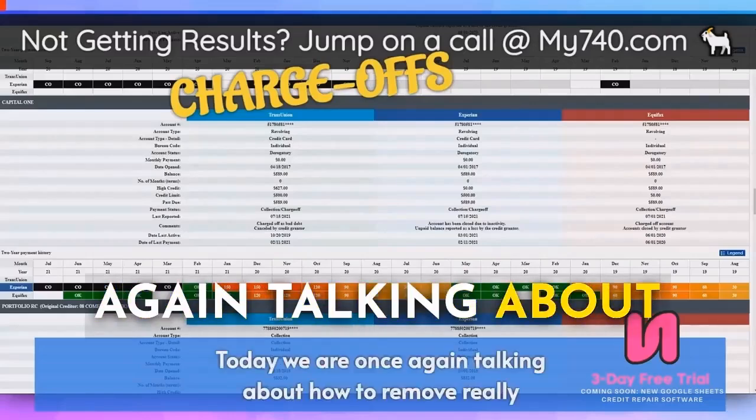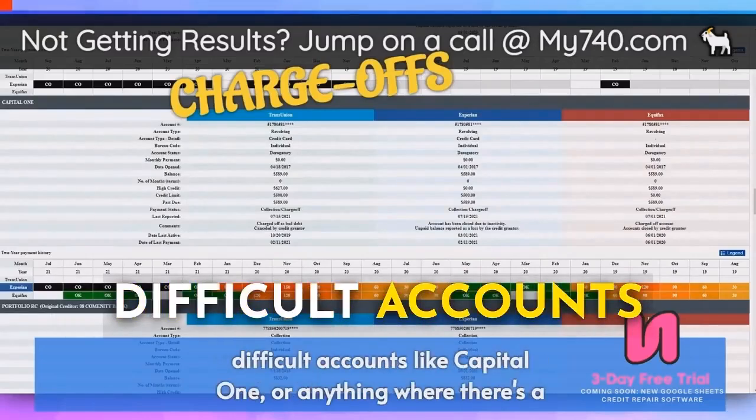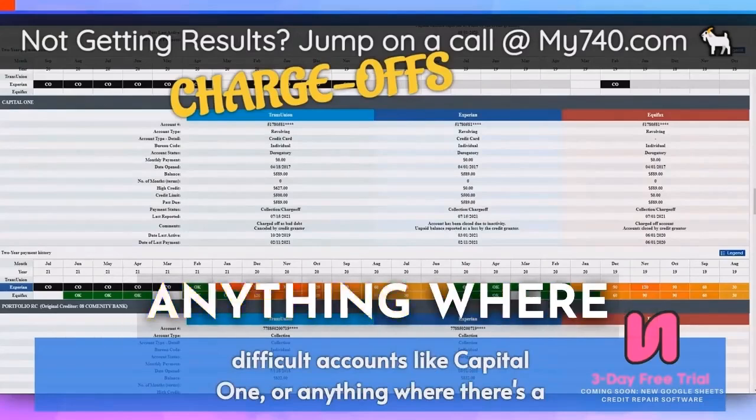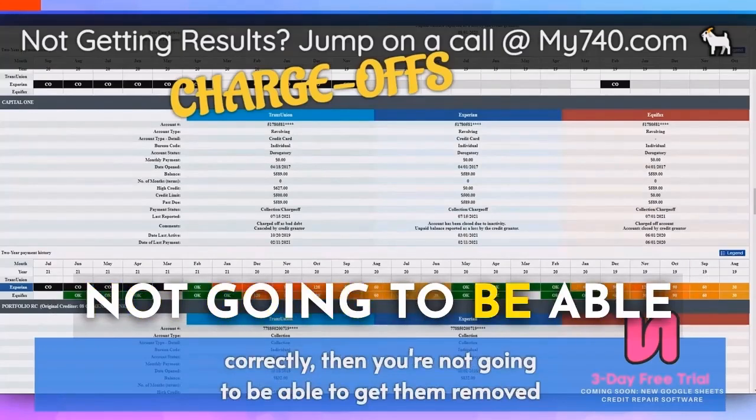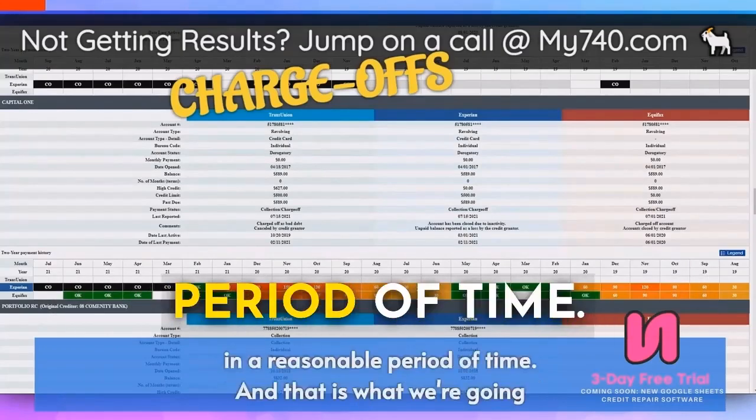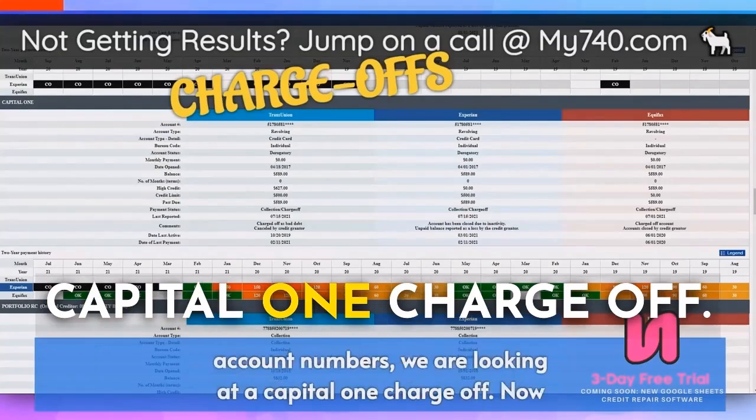Today we are talking about how to remove difficult accounts like Capital One or anything where there's a bank involved. If you don't know how to dispute them correctly, then you're not going to be able to get them removed in a reasonable period of time. We are looking at a Capital One charge-off.